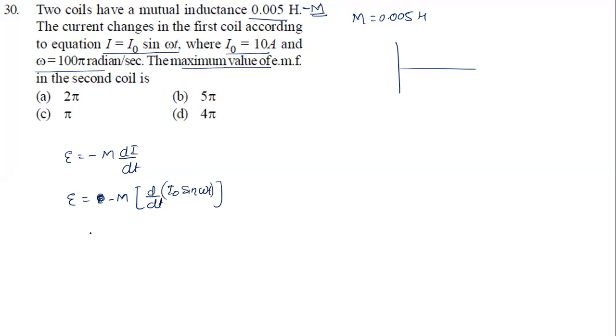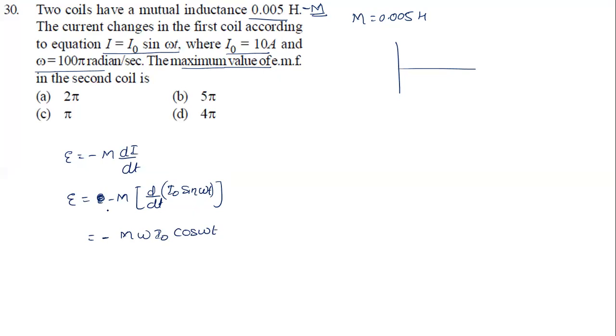So it will become minus M times omega I naught, and the derivative of sin omega t is cos omega t. The negative sign stays as it is, no change in the negative sign. So minus M I naught omega cos omega t. Differentiation of sin theta is cos theta. Correct. Okay, that's clear. That is the EMF we got now.